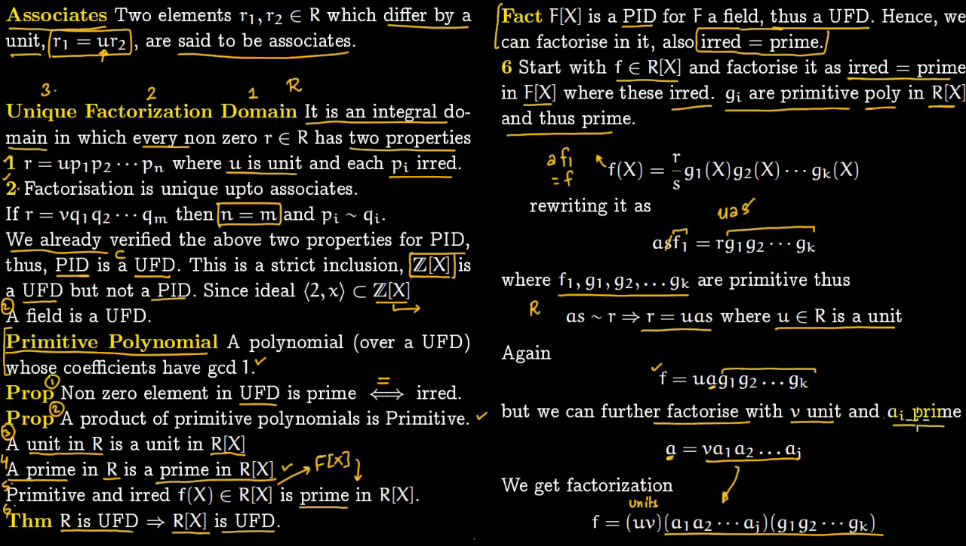So you have units, and here we are saying each of these a_i are prime, and we said these g_i's are primitive polynomials, so primitive and irreducible, and therefore they are prime by this. So this is also prime. So this is prime and this is prime, and this is precisely what we wanted to show. We have been able to factorize f as some unit and then a product of some primes.